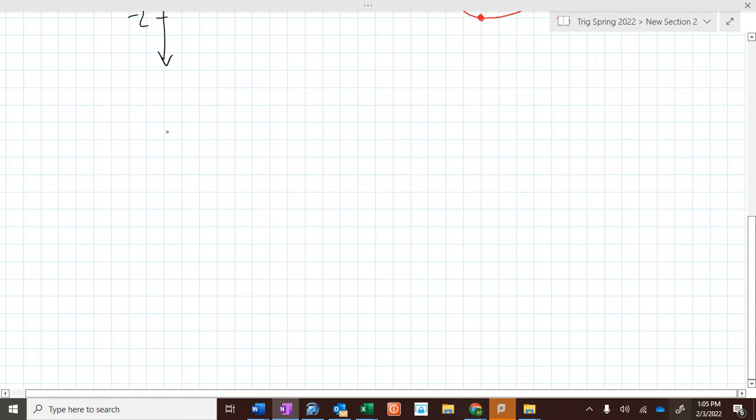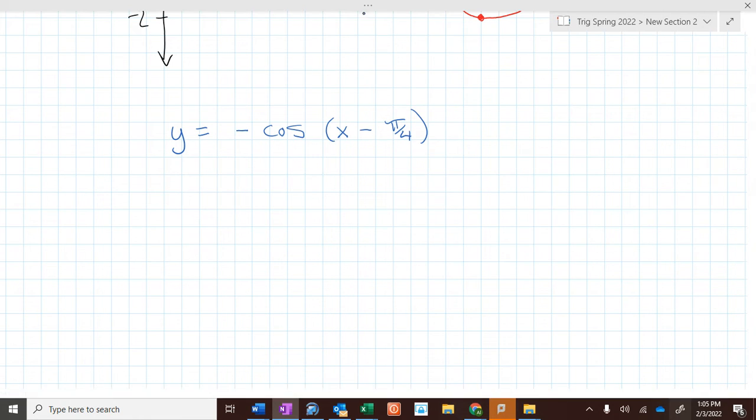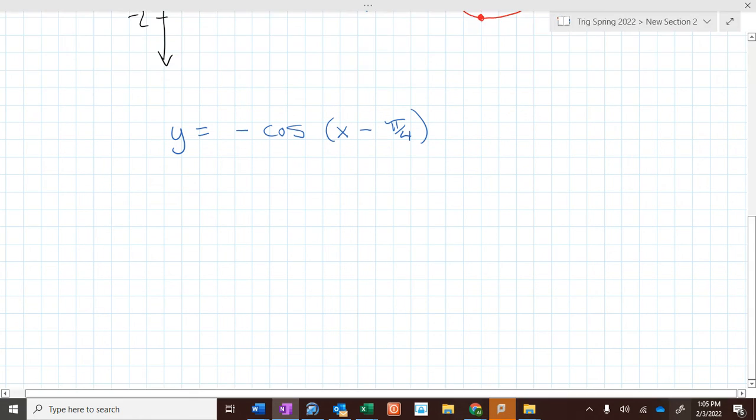Okay, this time I'm going to do y equals negative cosine of x minus pi over 4. Well, what's the root function of that one? What's the very root function of it? The root, the base, cosine of x. So my first function I'll graph is y equals cosine of x.